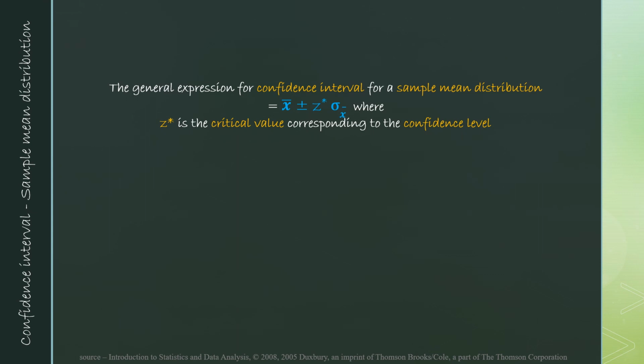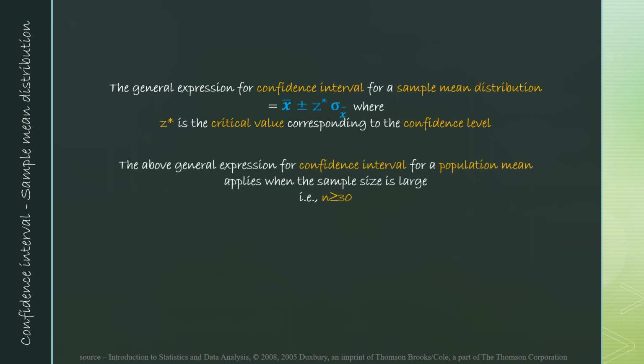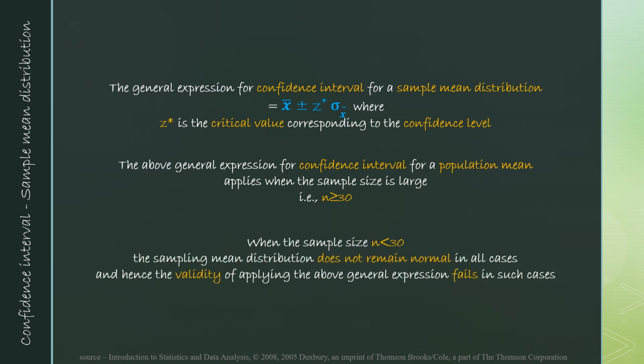The general expression for the confidence interval for a sample mean distribution equals x bar plus or minus z star times sigma x bar, where z star is the critical value corresponding to the chosen confidence level. The above general expression for the confidence interval for a population mean applies when the sample size is large, that is, n is greater than or equal to 30. When the sample size n is less than 30, the sample mean distribution does not remain normal in all cases, and hence the validity of applying the above general expression fails in such cases.